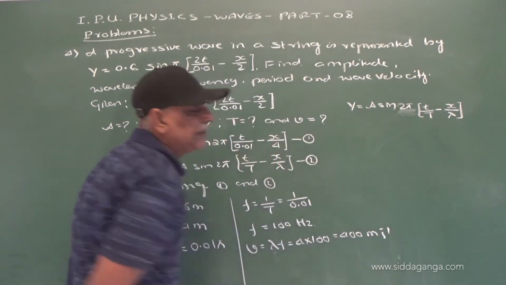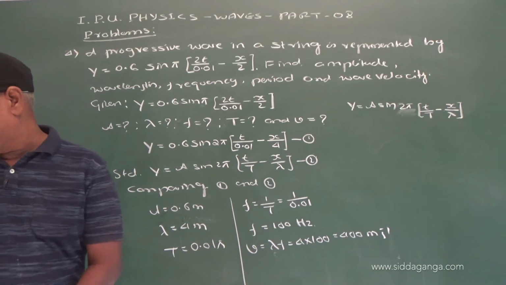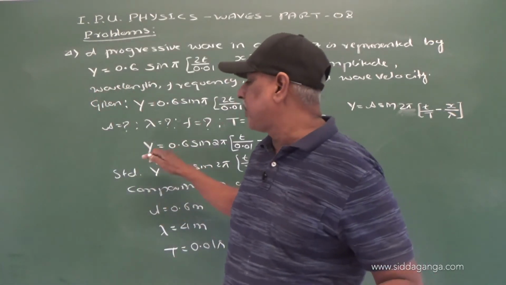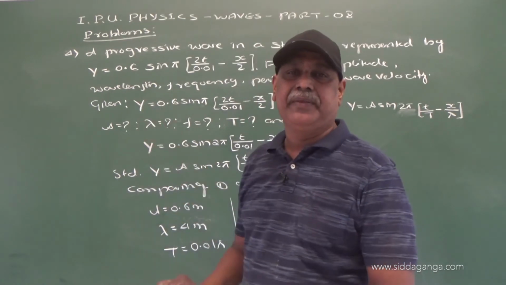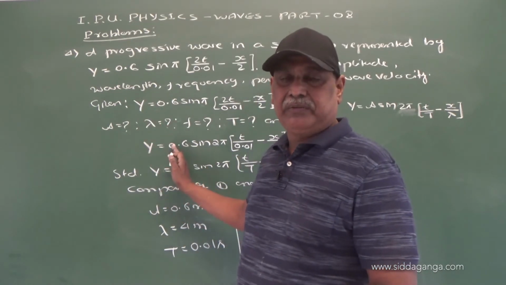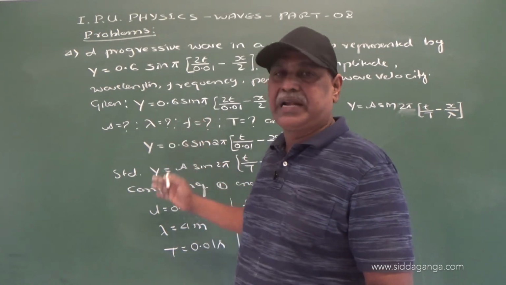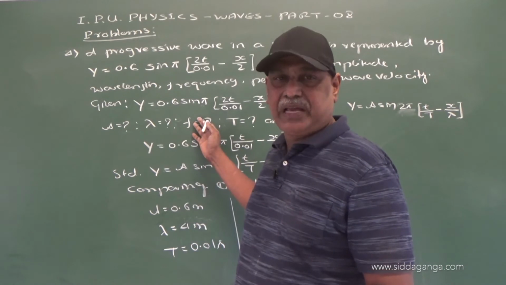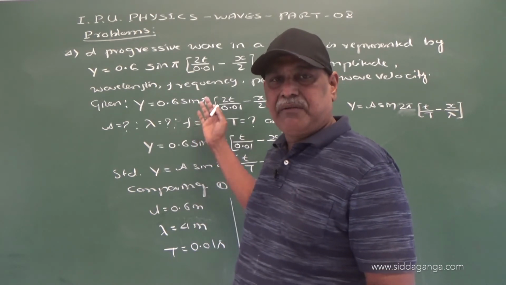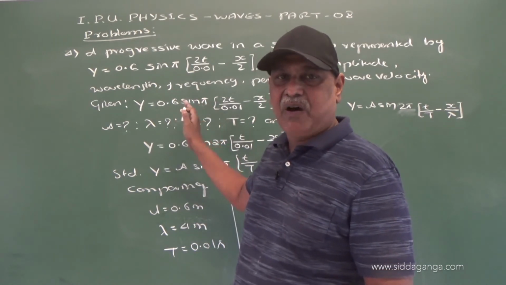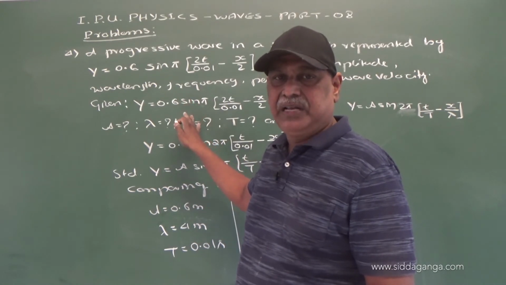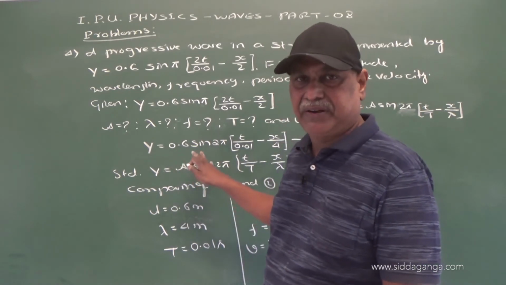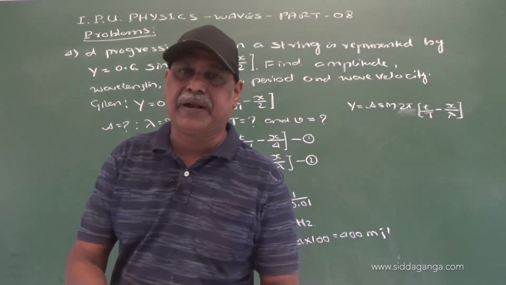Have you seen the difference between problem number 3 and problem number 4? In problem number 3, the given equation is straight away comparable with one of the standard equations. In this numerical problem, problem number 4, we have adjusted or modified the given equation so that we can compare it with one of the standard equations. So you have to remember that.